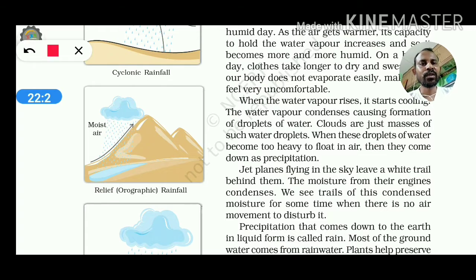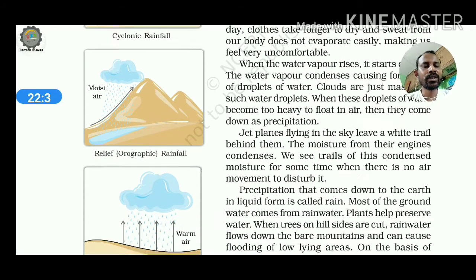Next one is known as orogenic. What is the meaning of orogenic? Orogenic means mountain. When we see rainfall occurring along the mountain, that is referred to as orogenic rainfall.